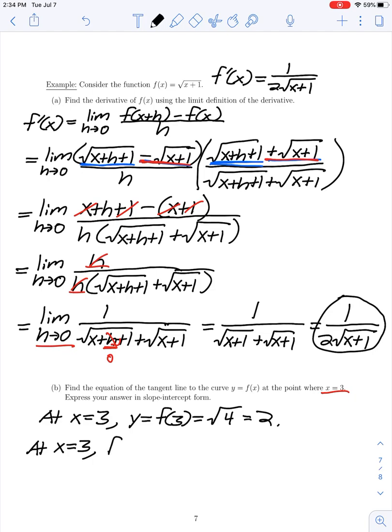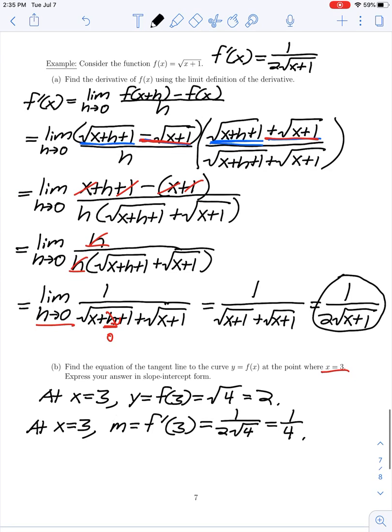So at x equals 3, the slope of our tangent line, which we'll call m, is given by f prime of 3. So using what we found in part A, we found f prime of x is 1 over twice the square root of x plus 1. If we plug in 3 for x, we have 1 over 2 times the square root of 4, which gives us 1/4.